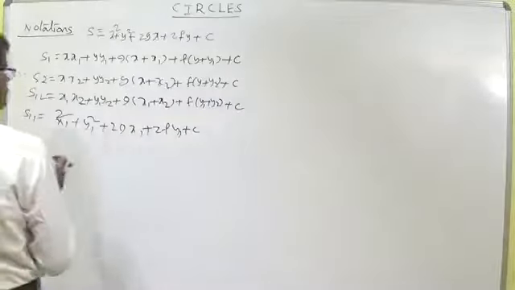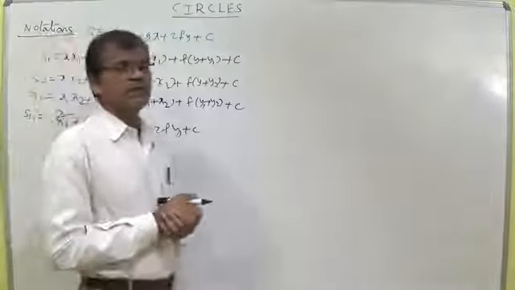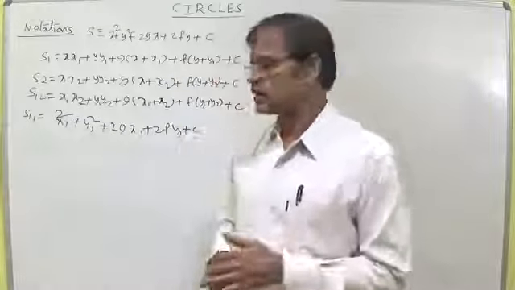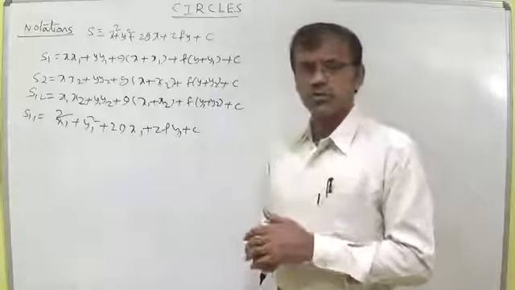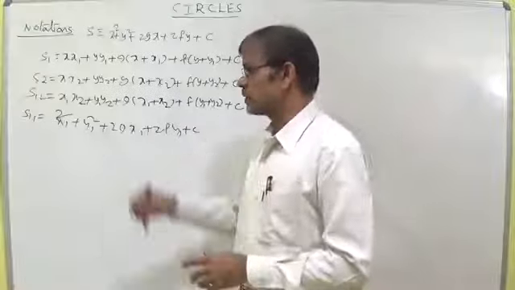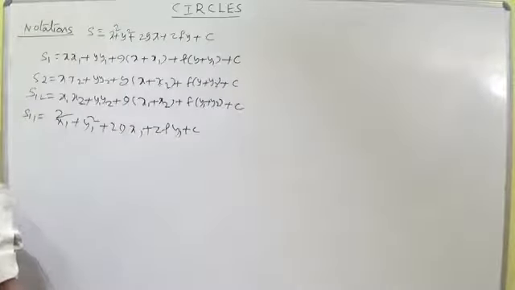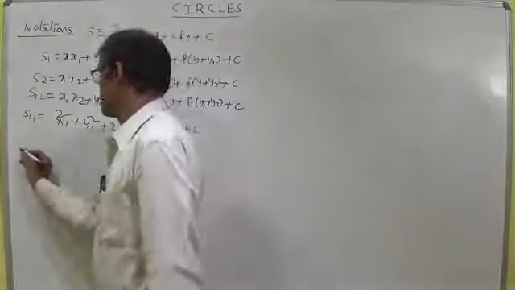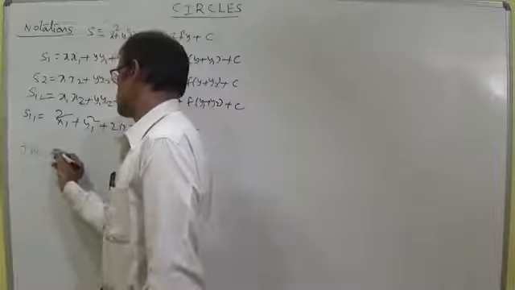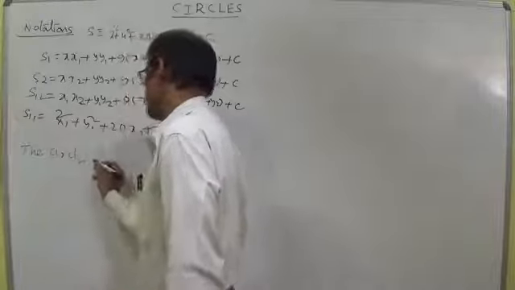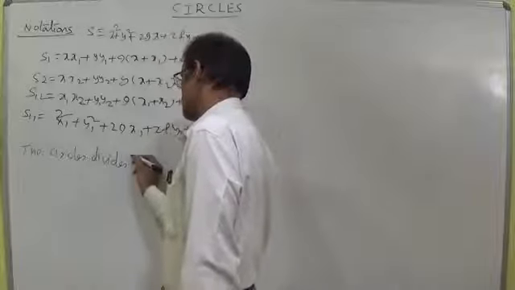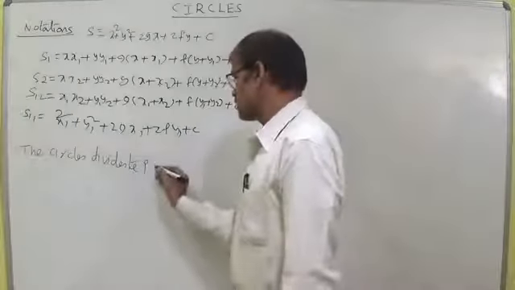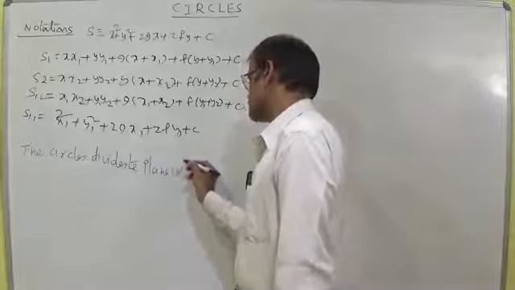Now, depending on the notations, we have secant, tangent, length of tangent, power of a point, locus, like that. Everything we are going to discuss now depends on the notations. Now, let us discuss the power of a point. Before that, I am writing a point like this. The circle divides the plane. Wherever the circle lies on the plane, the circle divides the plane into three parts.